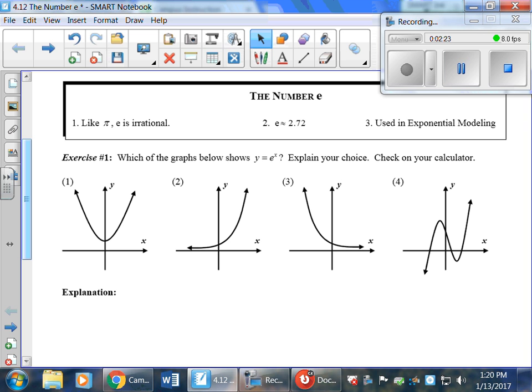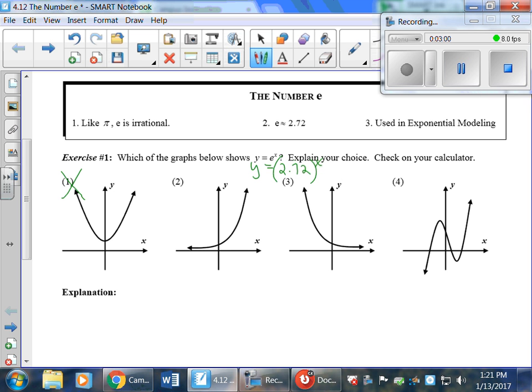So exercise 1, which of the graphs below shows y is equal to e to the x? Explain your choice and check it on your calculator. So if we can just make sense of this, we know that e is approximately 2.72, so y is equal to 2.72 raised to the x power. So we know here that our x-intercept is 1, our y-intercept is 1, and our base is greater than 1.